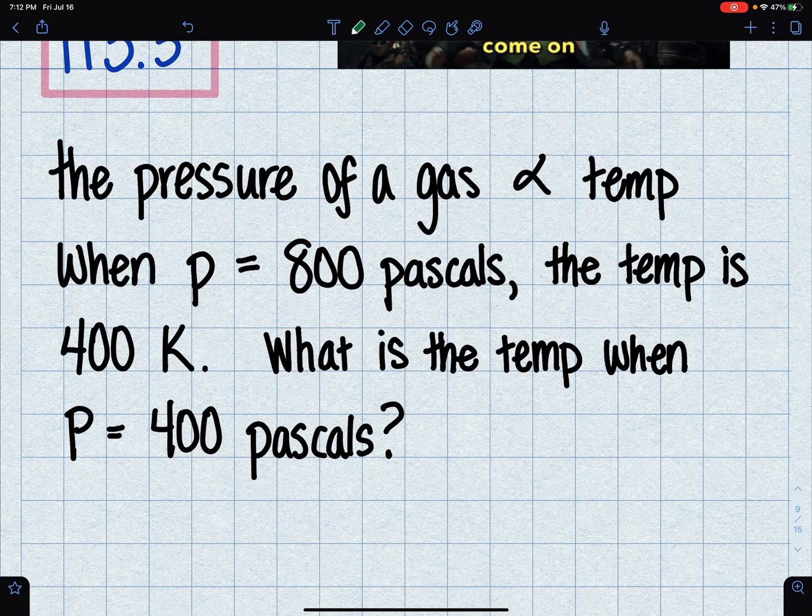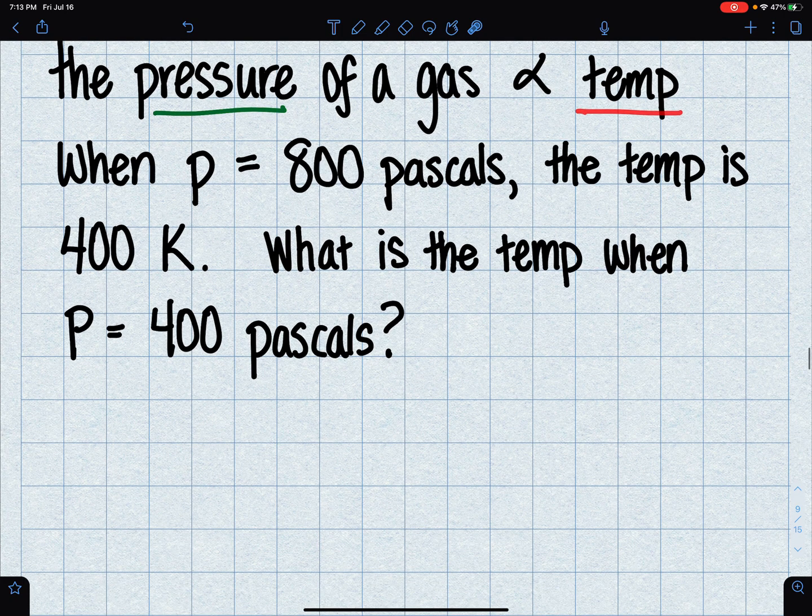It says, this is on the bottom of 475. Under certain conditions, the pressure of a gas varies directly, I just put proportional, but you're looking for those key words, varies directly as the temperature. Okay, so I'm going to write that equation. It's going to be pressure is proportional to temperature. Or I could say pressure is equal to some constant times the temperature. It's the same thing. Temperature goes up, pressure goes up.